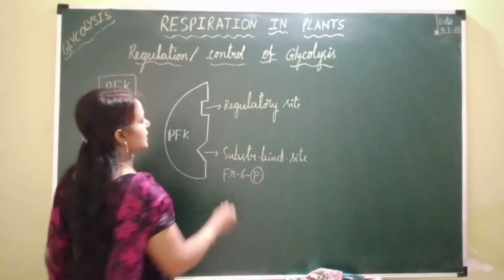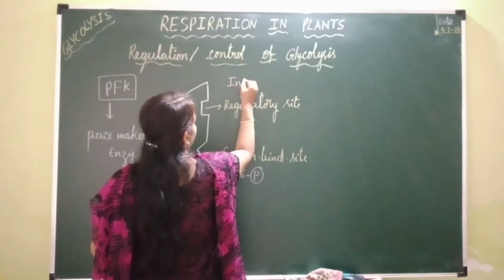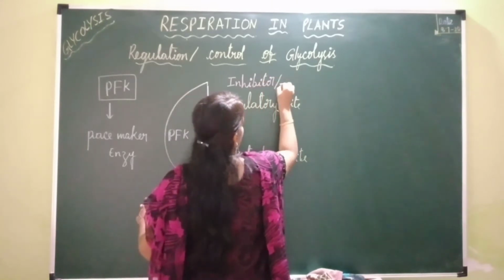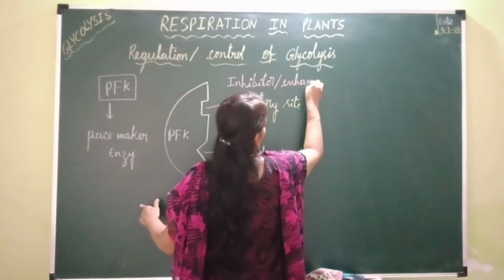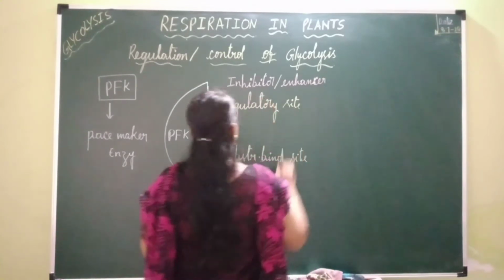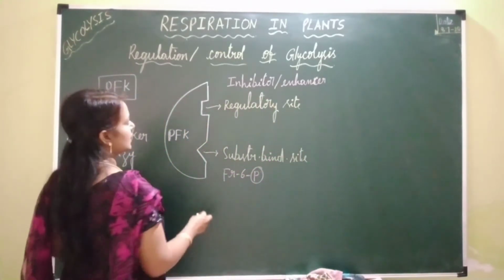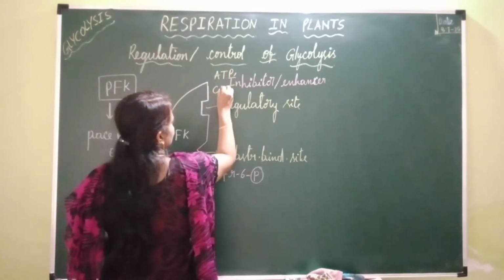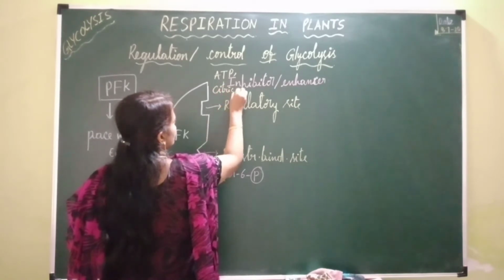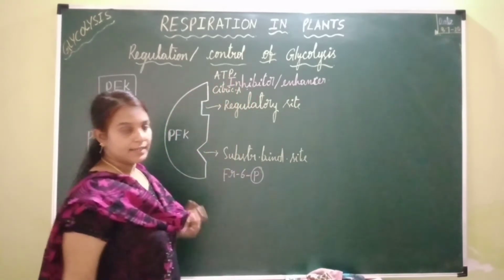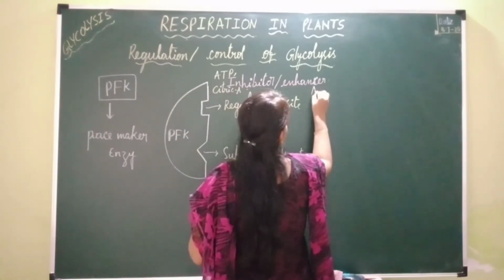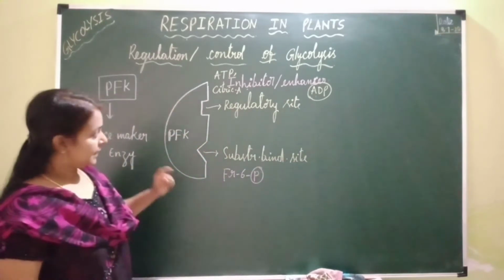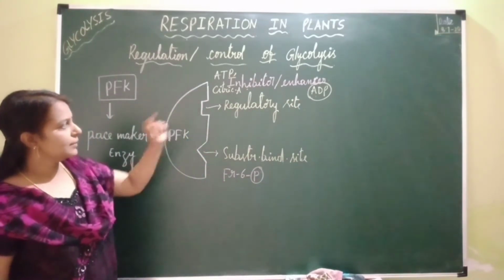At the regulatory site, either an inhibitor or an enhancer comes and binds. So what is the inhibitor of this enzyme? The inhibitor of this enzyme is ATP, and even citric acid. These two are the inhibitors of this enzyme, whereas the enhancer is ADP. ADP is the enhancer of this enzyme. Okay, now let's see what happens when this inhibitor comes and binds.